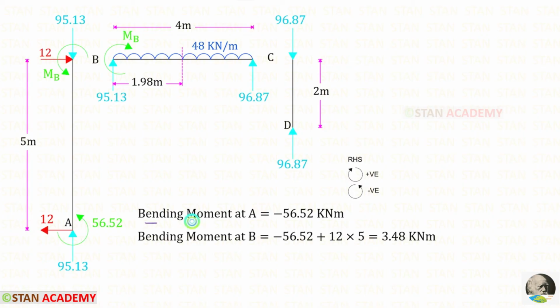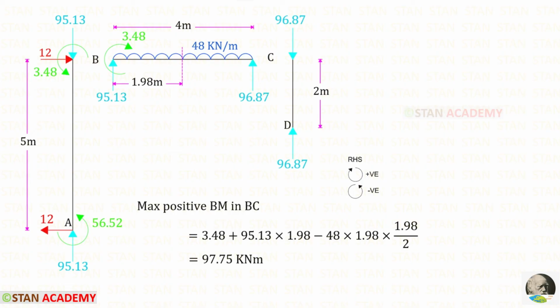Let us find the moment at A. At A we have MA, which is acting in the anticlockwise direction, so it will be negative. Let us find the moment at B. MA is acting in the anticlockwise direction, so it will be negative. HA is acting in the clockwise direction, so it will be positive, and the distance is 5. For the moment at B, we have got a positive value. That means it is a sagging moment.